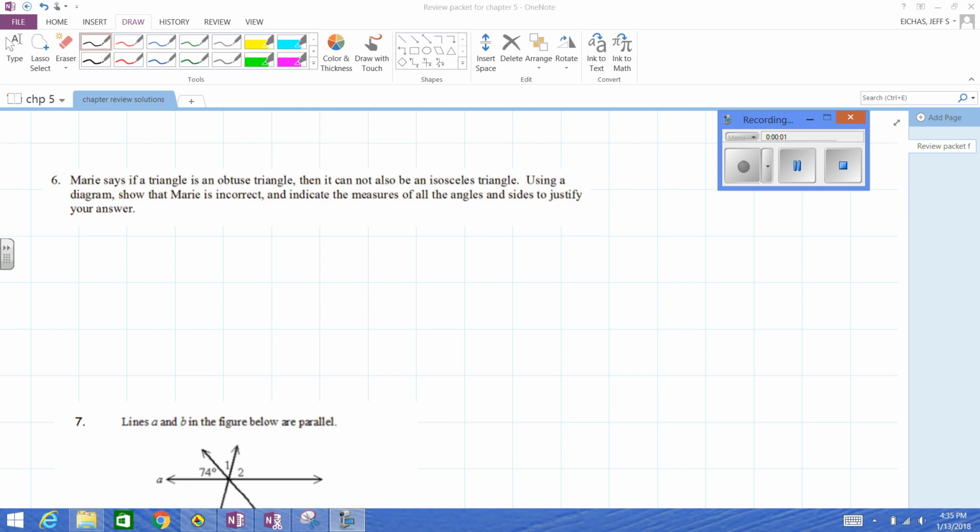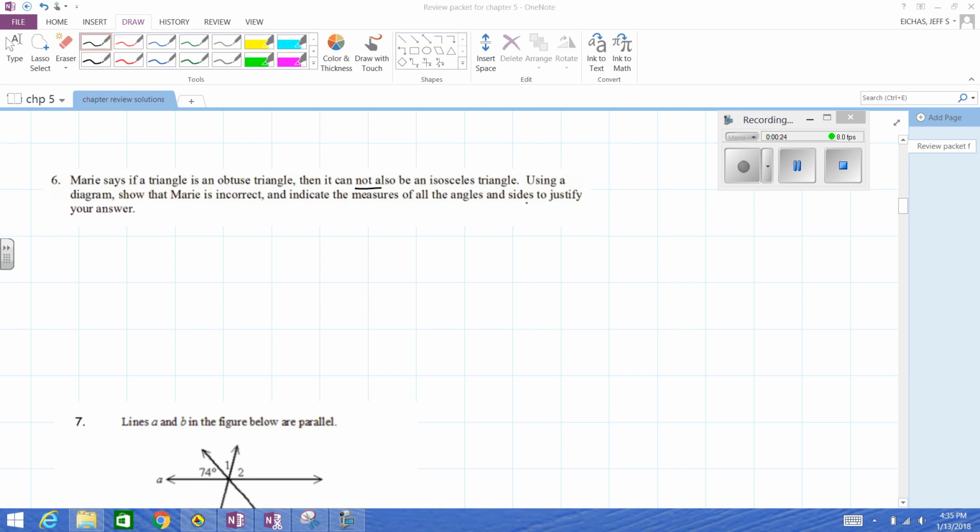Okay, so second version of this video, solutions to the review packet. All right, so Marie says if a triangle is an obtuse triangle, then it cannot be an isosceles triangle. Using a diagram, show that Marie is incorrect and indicate the measures of all the angles and sides.